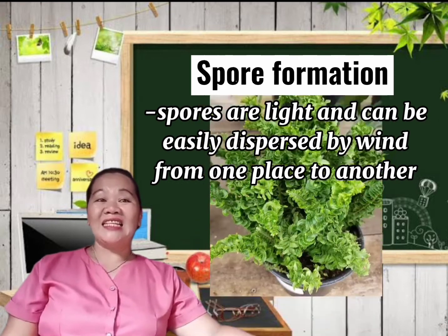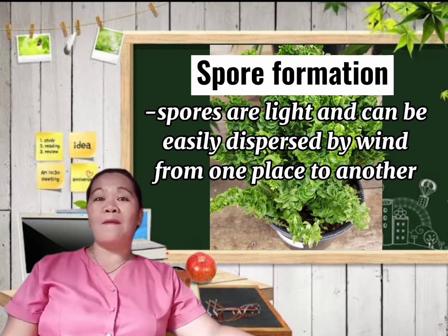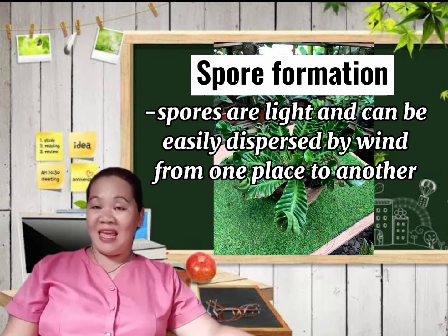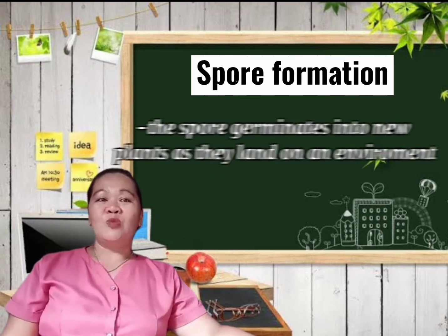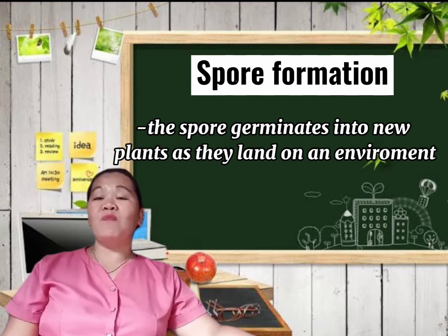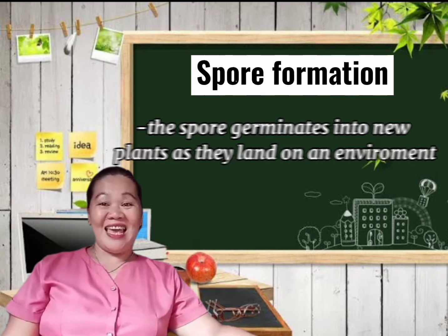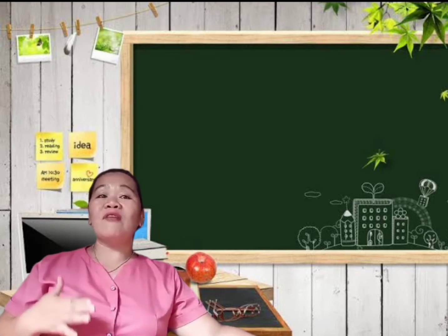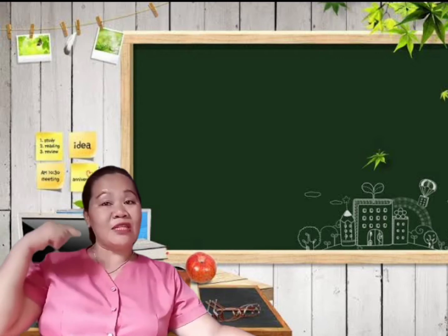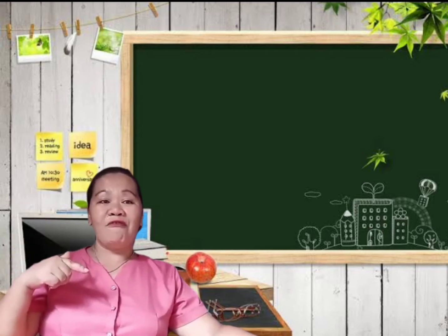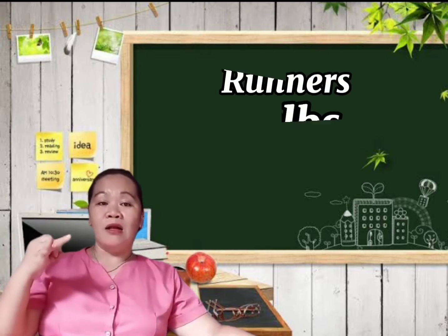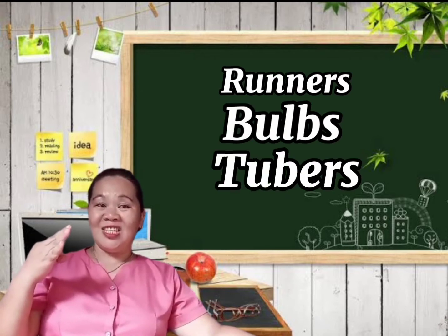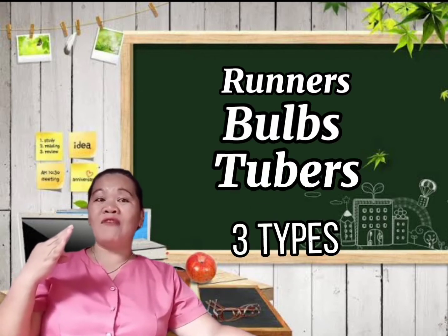Another process that is common for fungi, moss, and ferns is spore formation. Spores are light and can be easily dispersed by wind from one place to another. The spore germinates into new plants as they land on the environment. Okay? So that is asexual reproduction. In natural vegetative reproduction, as part of asexual reproduction, we have runners, bulbs, and tubers. So there are three types of natural vegetative reproduction.